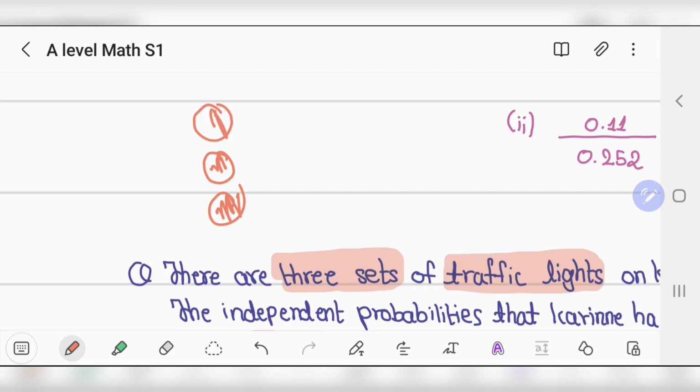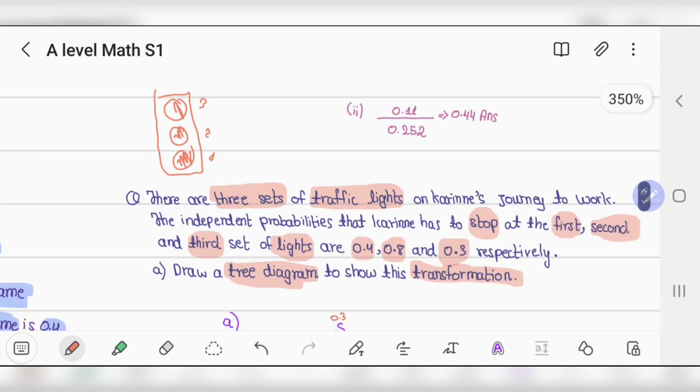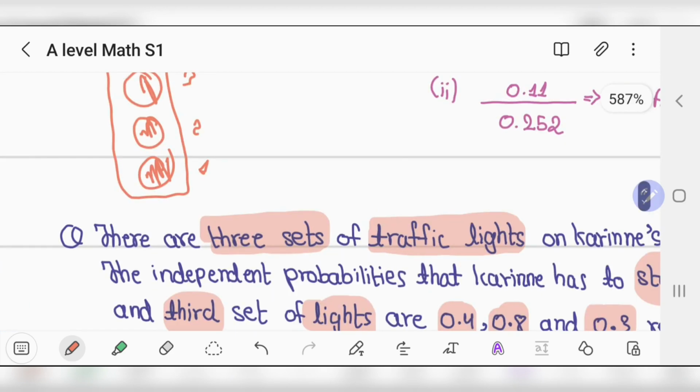You've got this traffic light, and first, then second, and then third, right? So in the first one, the probability of being stopped is 0.4, so it's going to be 0.4, and then not stopped, you just keep on going down, so it's going to be 0.6.